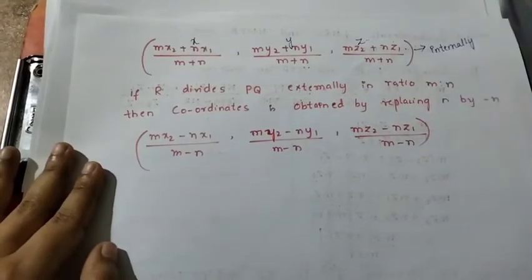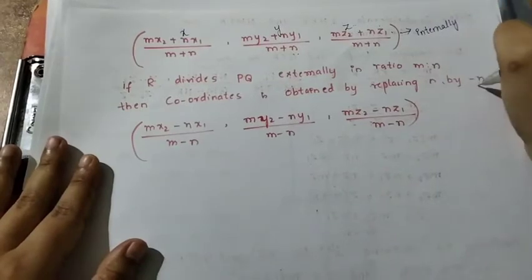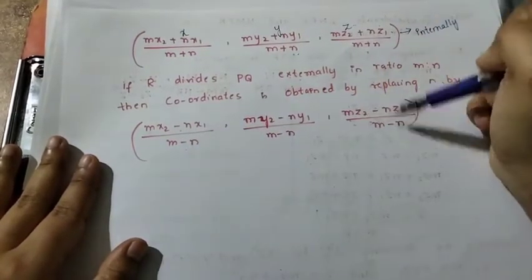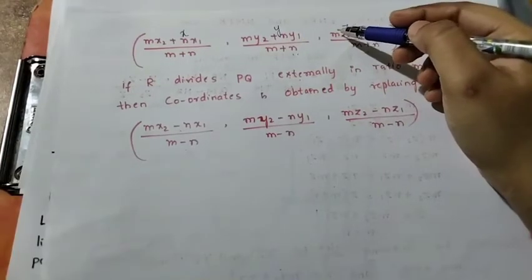If it is external, then replace n by minus n. You will get a minus sign everywhere. So for external division a minus sign comes, and for internal division a plus sign comes.